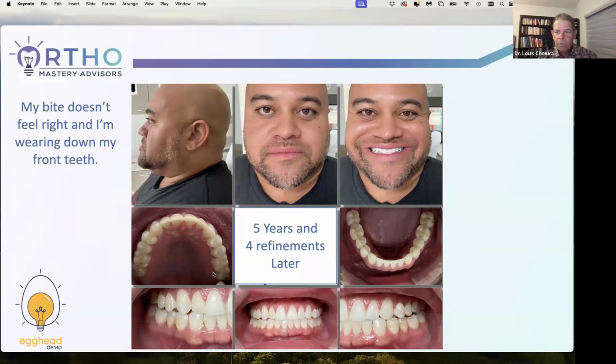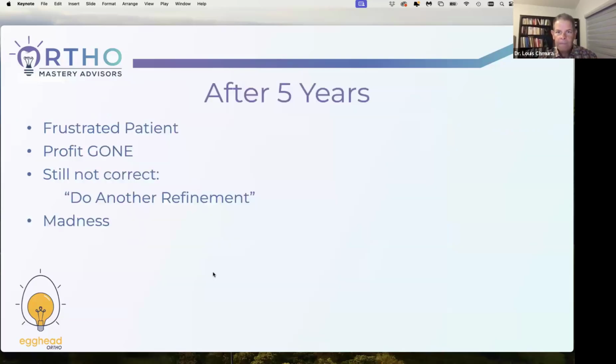And what was the problem? Well, after 5 years, you've got a frustrated patient. They're burnt out. They don't want to wear the aligners at all. And they sure don't want to have to wear them again, given that they've failed repeatedly. The profit that you hope to get is gone by doing 5 refinements and seeing them over and over and over, and the stomach lining associated with having that conversation.